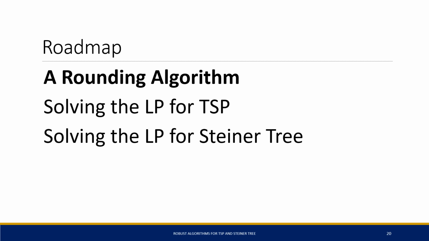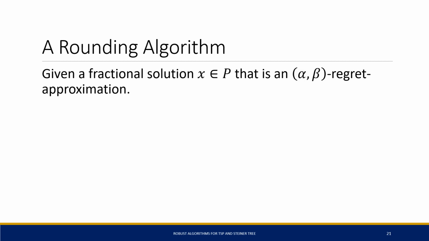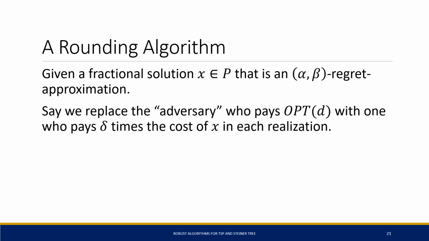So let's jump ahead a bit and talk about how to round a solution once we've approximately solved the LP. So let's say we start with a solution that's an alpha-beta regret approximation. The key idea here, in rounding the LP, or really just running any algorithm, is that our goal is to come up with a solution which has low regret when competing against an adversary, quote unquote, who is paying the cost of the optimal solution in each realization.